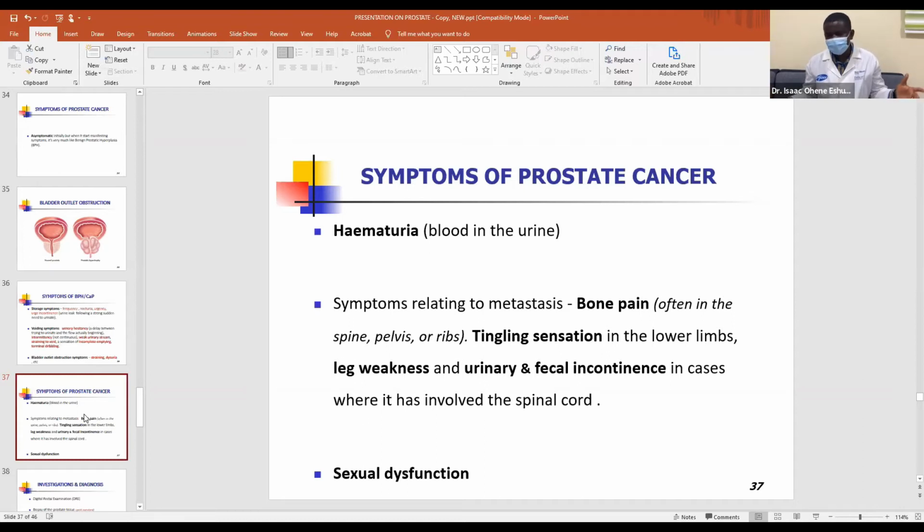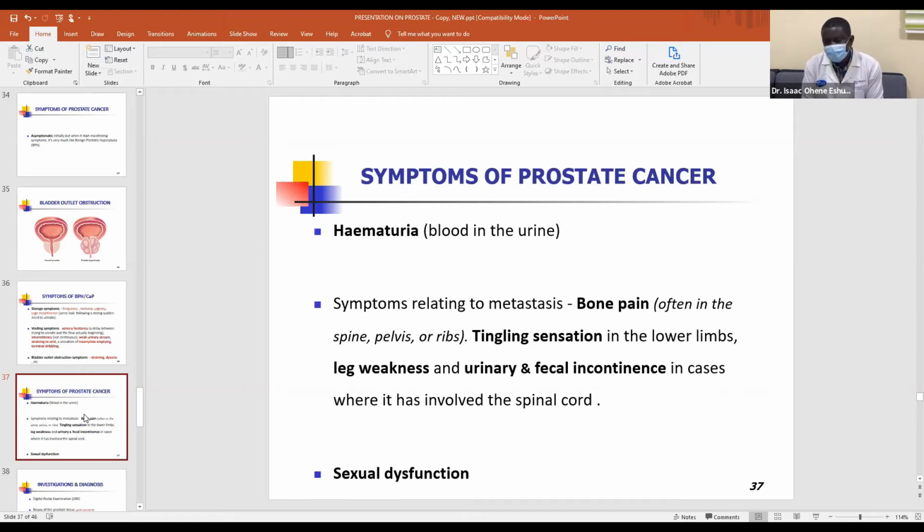Now, once the spine gets involved, the nerves that travel through the spine may also have their share. Now, these nerves, you are looking at the cords. So once the cords are involved, you begin to have tingling sensation in the lower limbs. There are nerves that control urination and fecal expulsion. So you begin to have urinary and fecal incontinence.